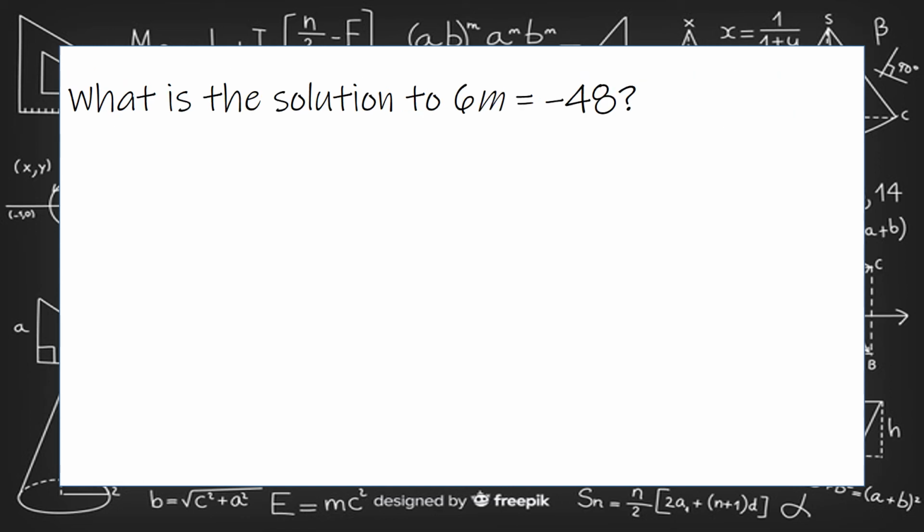What is the solution to 6m equals negative 48? Well, 6 is being multiplied by m, so we have to do the opposite and divide by 6. We want to do that on both sides of the equal sign. 6 divided by 6 leaves you with 1, so 1m equals negative divided by a positive is a negative answer. 48 divided by 6 is 8.